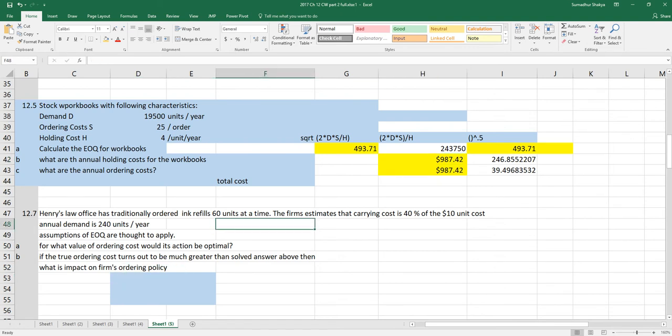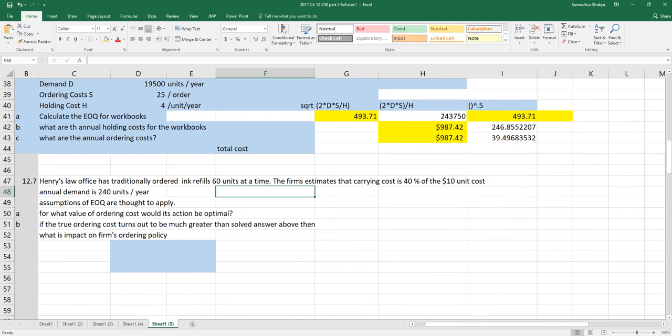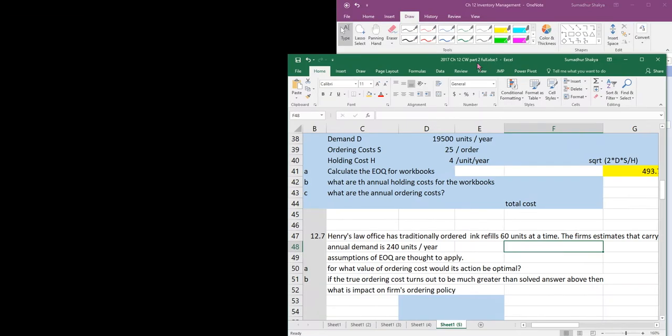Similarly, now that we know, you can calculate again. This is another example. Henry's law office has traditionally ordered ink refills 60 units at a time. So in this case, we are given the EOQ essentially. The firm estimates that the carrying cost is 40% of the $10 unit cost.